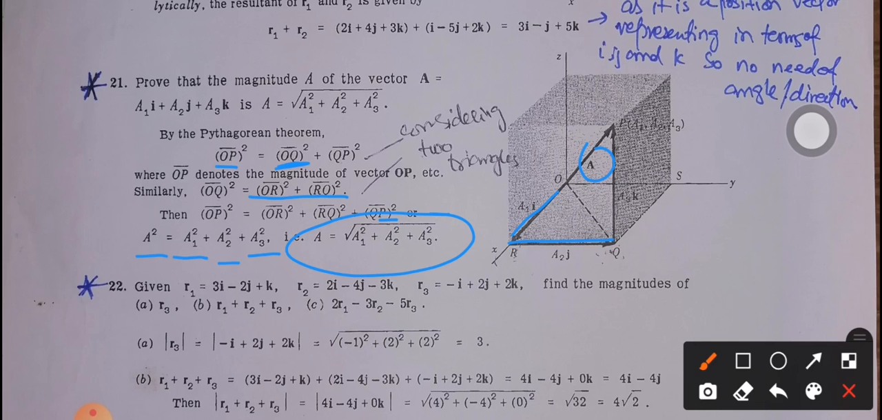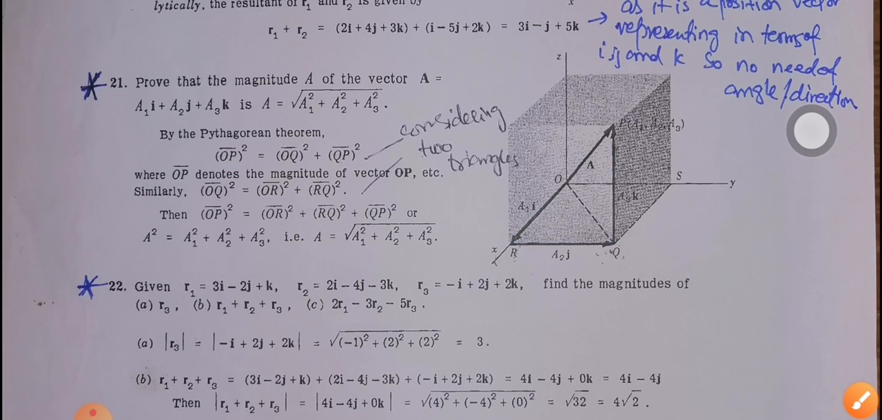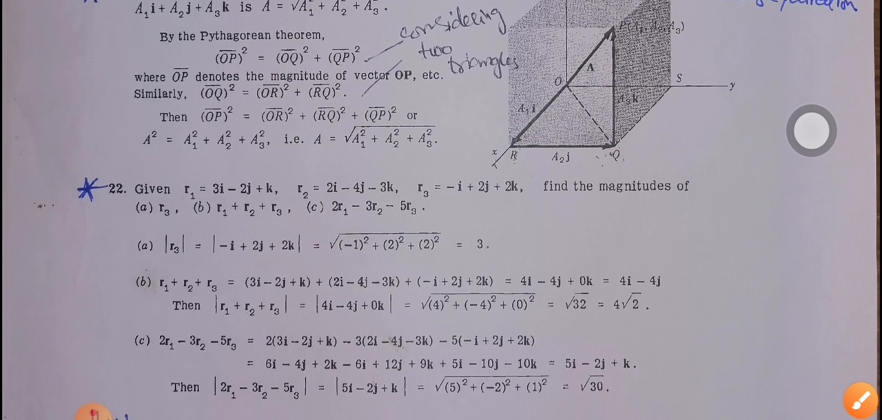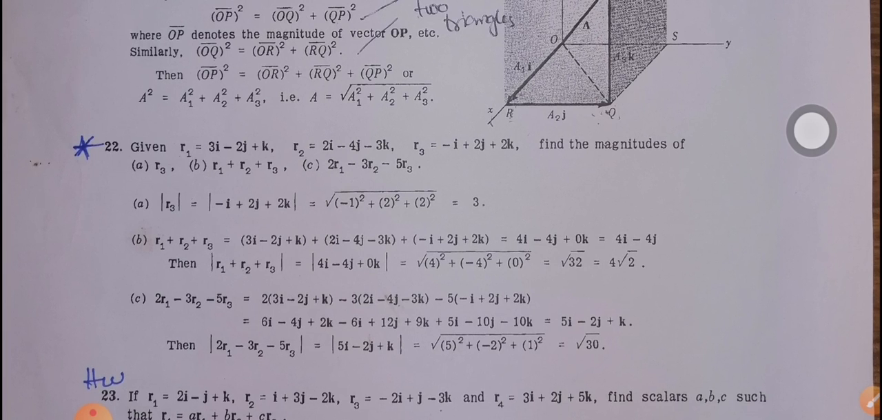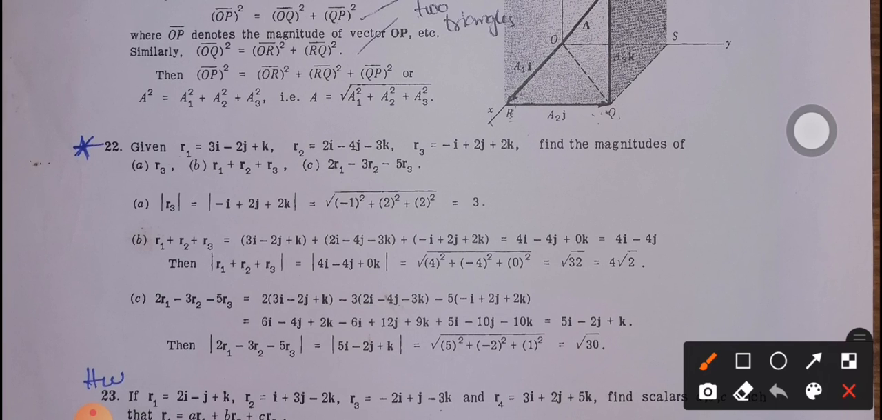So this is how we can find out the magnitude of any vector. For example, in question number 22, we are given some vectors, and we have to find the magnitude of the corresponding vectors. So here is my first vector, r3. We have to find the magnitude of this vector.